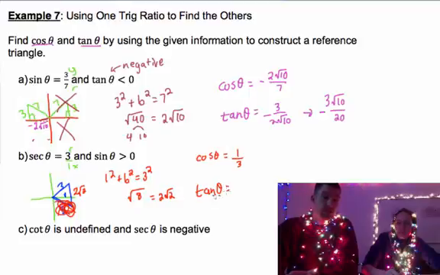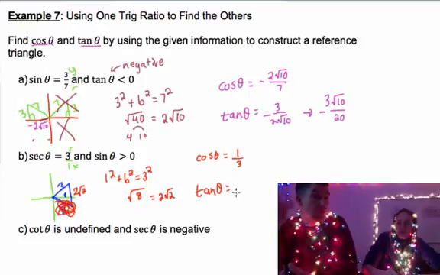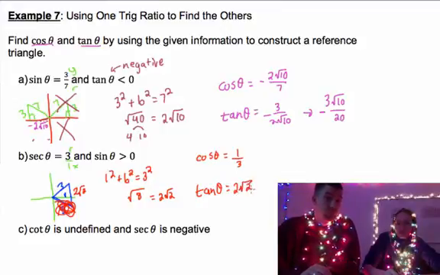The tangent in this case is going to be the y coordinate over the x coordinate. So that's 2 square roots of 2 over 1, which is 2 square roots of 2. There you go.